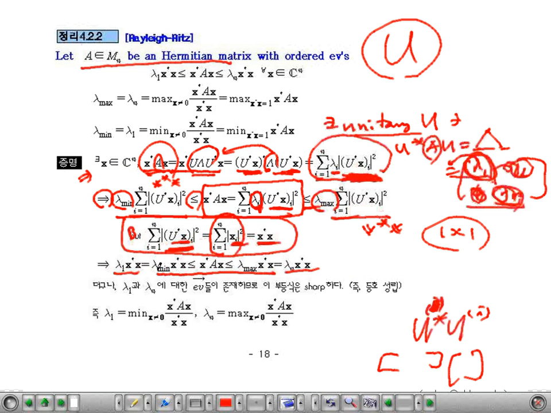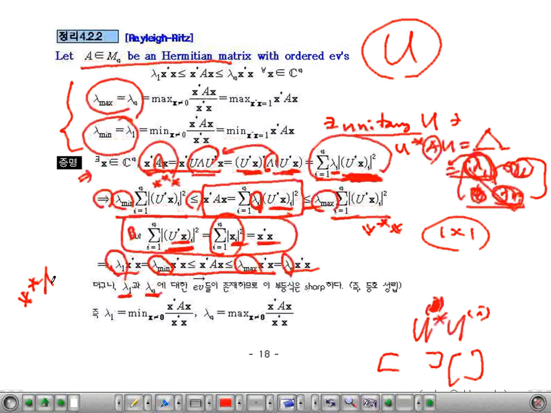Then what's the minimum among the eigenvalues? The very first one, lambda 1. What's the largest eigenvalue? It's lambda n. That's it. Now we have this, as well as the inequalities. Furthermore, this lambda 1 and lambda n are eigenvalues of A, so they have the corresponding eigenvectors.